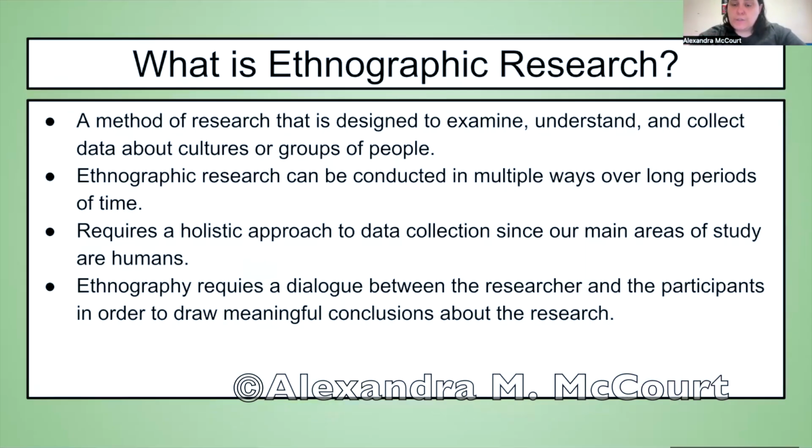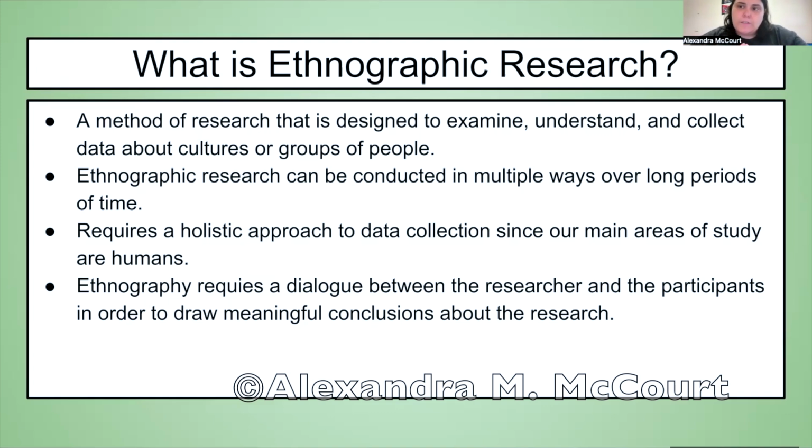So moving on specifically to ethnographic research, which is a type of qualitative data research. What is it, right? We have an ethnographic journal coming up, but what exactly does it do? So ethnographic research is a method of research that is designed to examine, understand, and collect data about cultures or groups of people. At its core level, it is just a way for us to collect data about humans. It can be conducted in a lot of different ways over long periods of time. You can do it over shorter periods of time, but ethnographic research is truly designed to see how people change and how cultures and languages change over time.